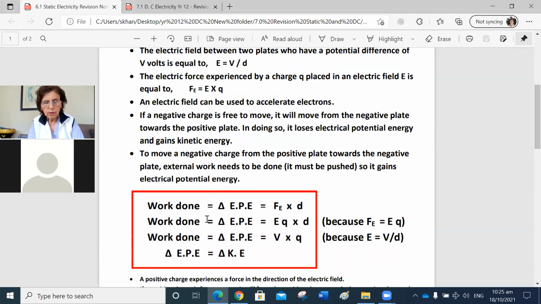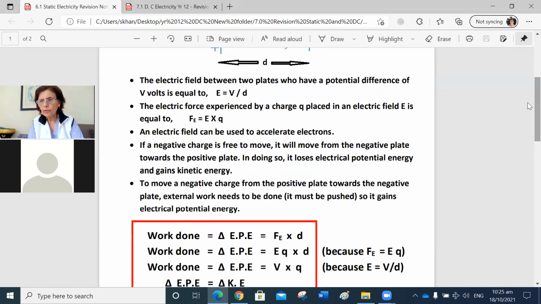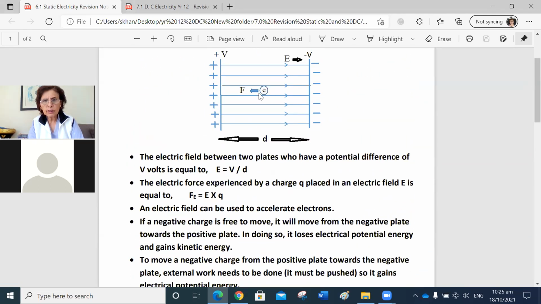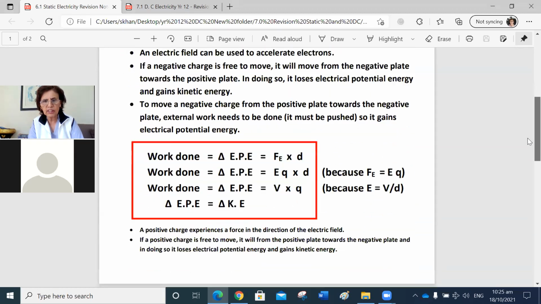Work done will be force times distance, which is EQ times d, and work done changes into electrical potential energy. So if the electron is moved from this plate to that plate, it will be gaining electrical potential energy. How much is the electrical potential energy? It is equal to EQd. That's the equation you will be given in your set of formulae.